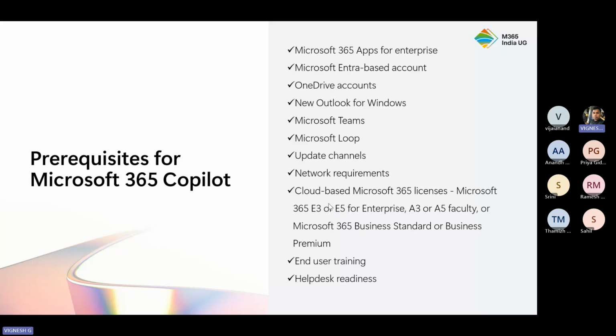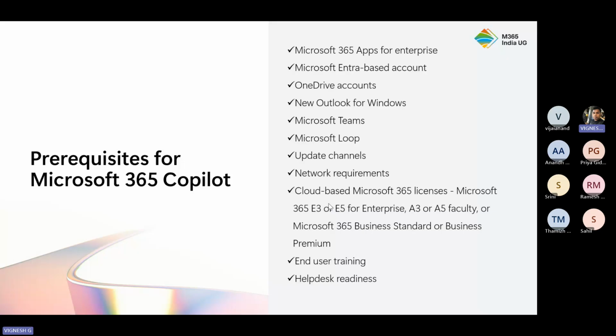When I say update channels, these are basically what sort of update the Office desktop client in your endpoints is running. For you to make use of Copilot add-ins in your Office desktop apps, you need to make sure that you're running at least the current channel or the monthly enterprise channel, because only on these two channels will the Copilot for Microsoft 365 add-in show up.